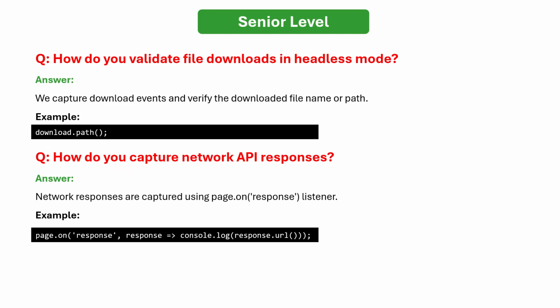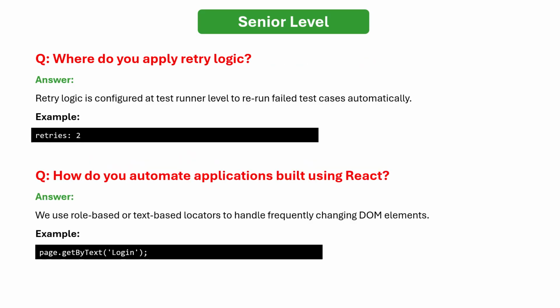Example, how do you capture network API responses? Answer, network responses are captured using page.on listener. Example, where do you apply retry logic? Answer, retry logic is configured at test runner level to rerun failed test cases automatically. Example, retries: 2. How do you automate applications built using React?